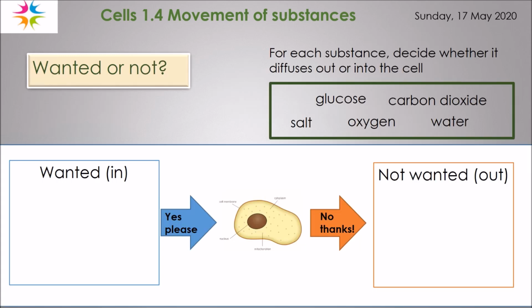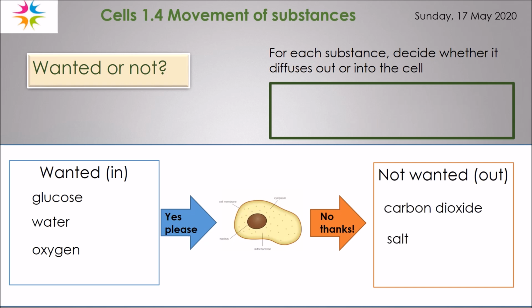So here's a quick quiz for you. Are these substances wanted or not? So look at the substances in the box and see if you can work out whether they are wanted by a cell, yes please, or not wanted by a cell, no thanks. So I'll give you a second just to pause the video and try and work out which is which. So here are the answers. Wanted by a cell, glucose, water, oxygen go into a cell. Not wanted, carbon dioxide and salt leave the cell.